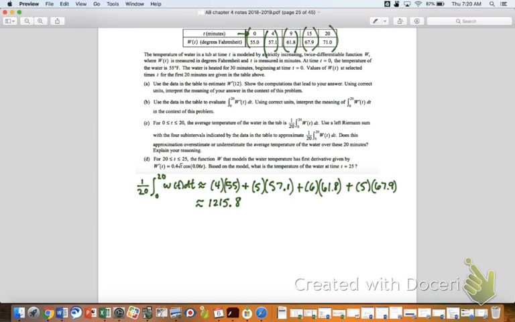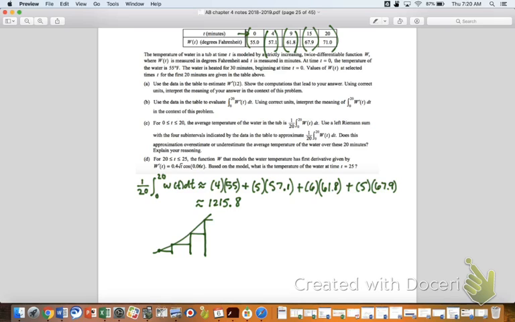Okay, so we were told at the very start that this function w is strictly increasing. So that means it looks something like this. The graph of w would look something like that. And we used a left sum. So the left sum would use the left side of each interval. And so these left sum rectangles would all look something like this.